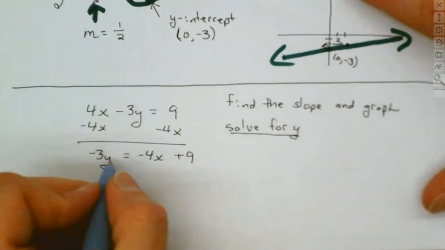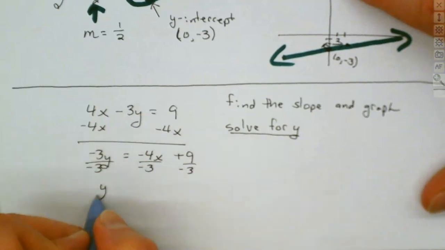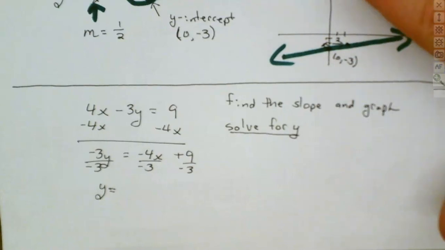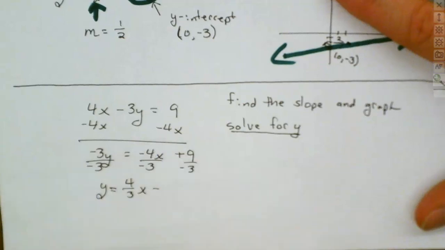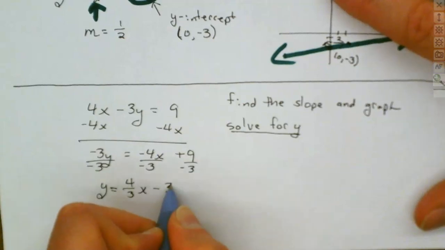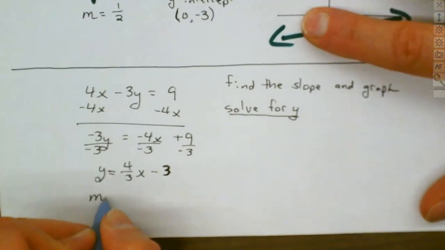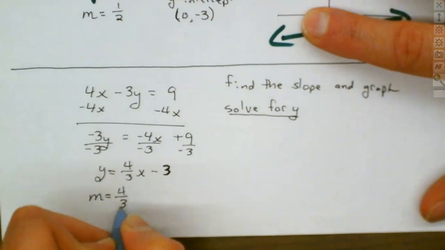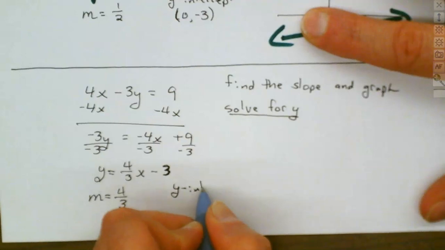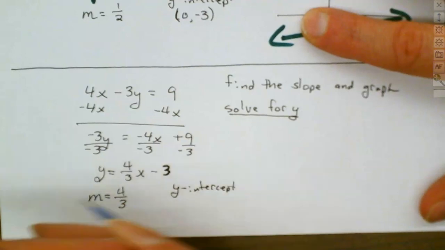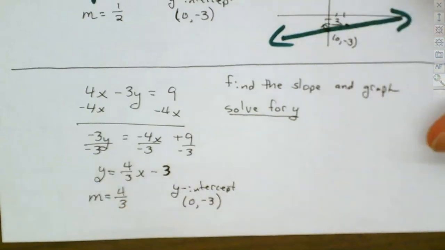We'll divide by our -3. And be careful with your signs. So that leaves me now with y equaling 4/3 x. 9 over 3 is a 3, so that's going to be 4/3 x minus 3. What would my slope m be? M is the number in front, so that's 4/3, right, the number right in front of the x. What about the y-intercept? The y-intercept would be 0, -3 again.